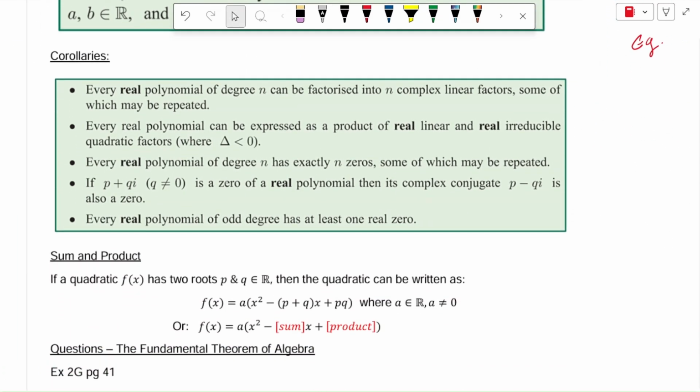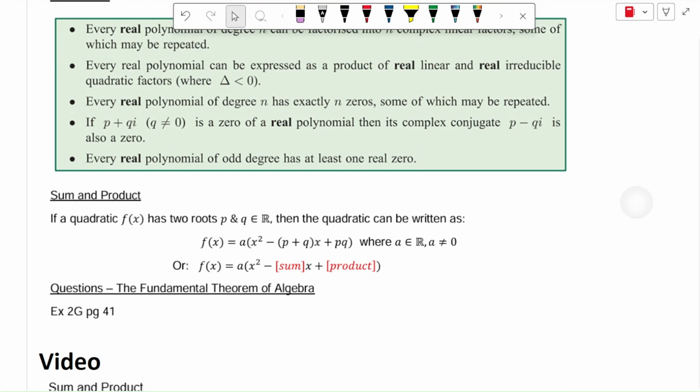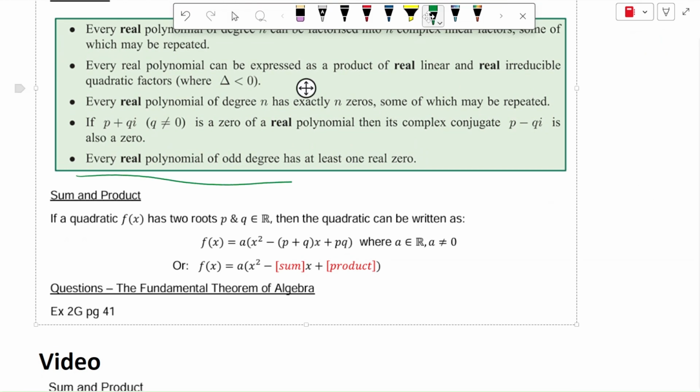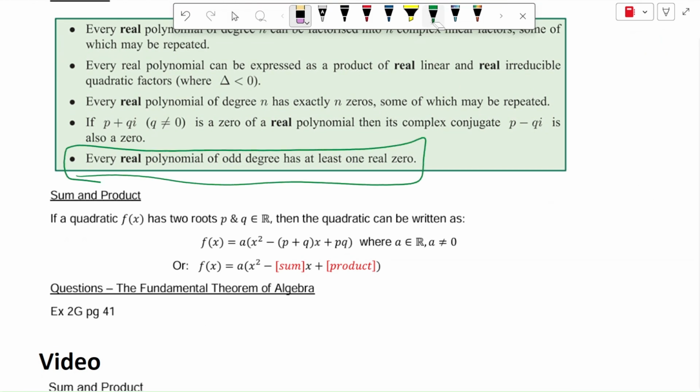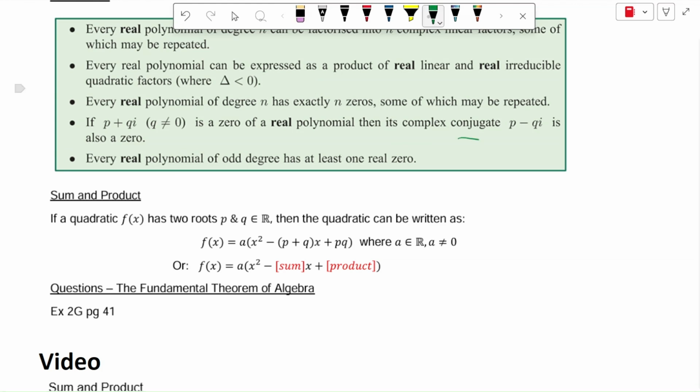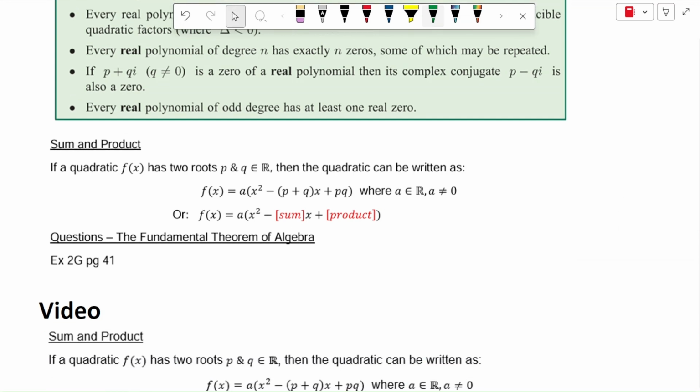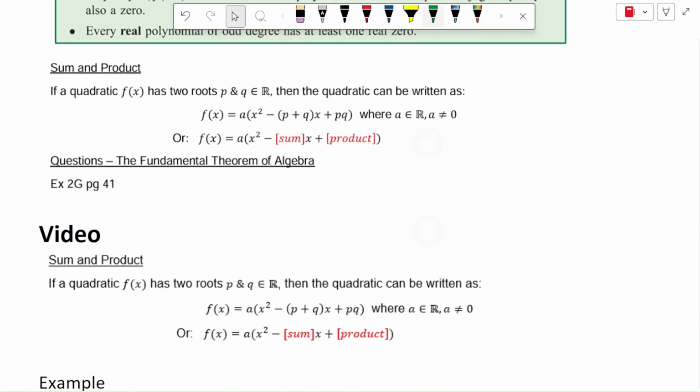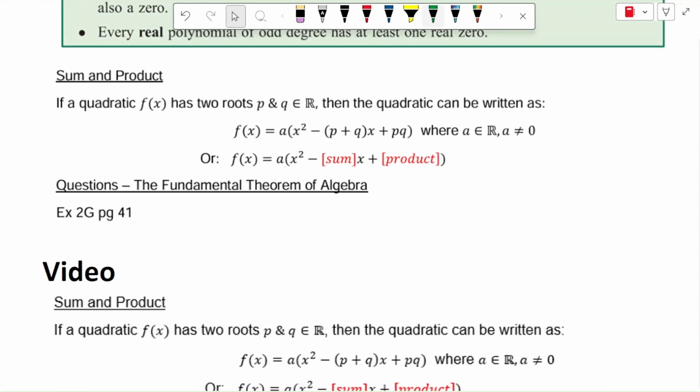All right, so that's pretty much what it says. The other thing to mention is that if a polynomial is odd, it's always going to have at least one real zero. I'd encourage you to think about why that's true, particularly due to the fact that the imaginary ones always have to come in pairs. And there's also sum and product. Sum and product is a very useful sort of thing.